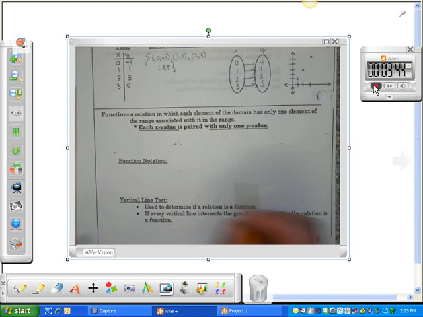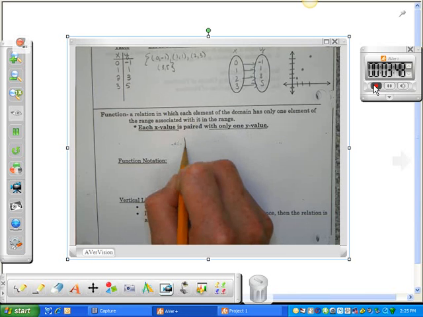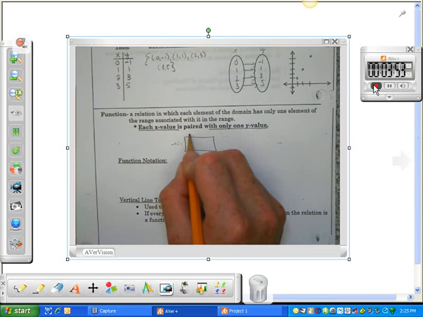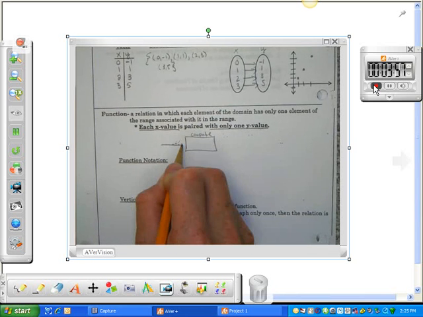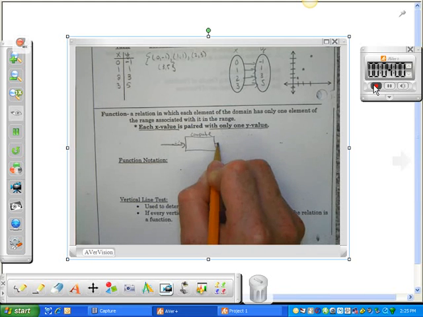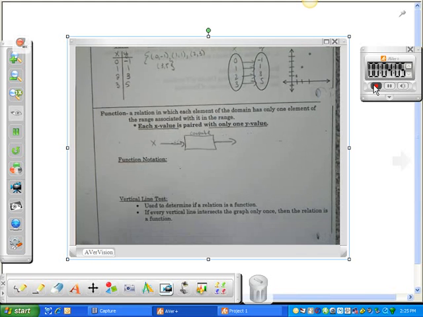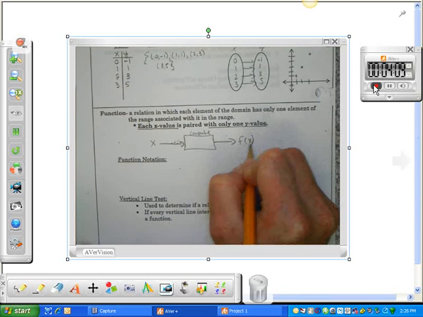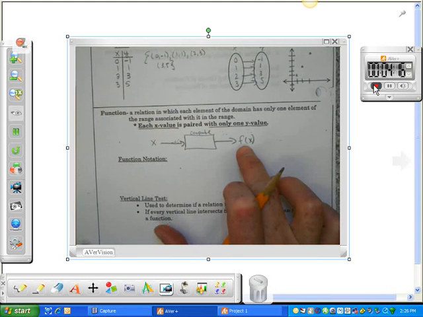So if we talk about a function, we can think of it in terms of a machine. Here's our little machine. It has a function. Think of it maybe as a computer. We input something into our computer, and the computer is going to output something. Well, what we input is our x value, and what we output is our f of x value. F of x is another way of saying y. It's called function notation for the y.